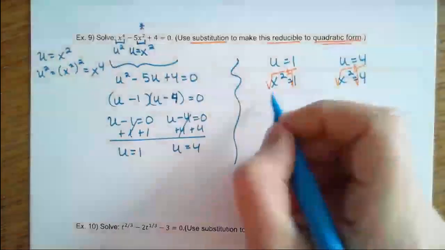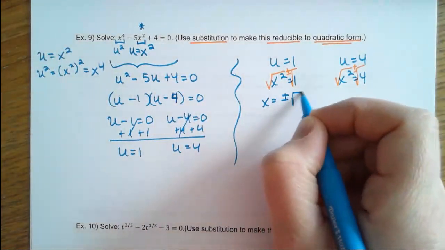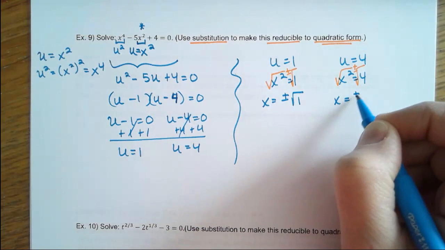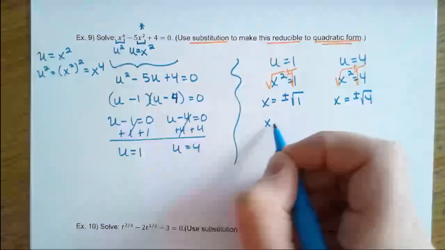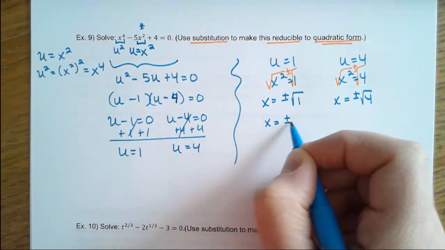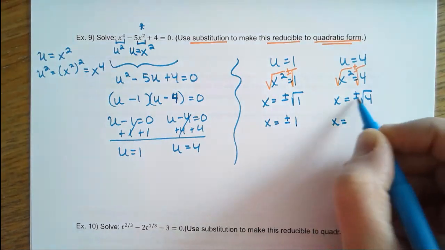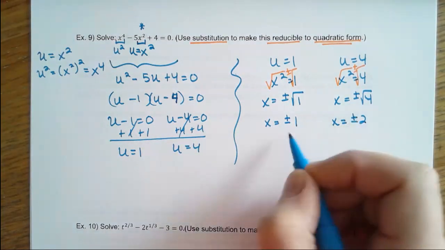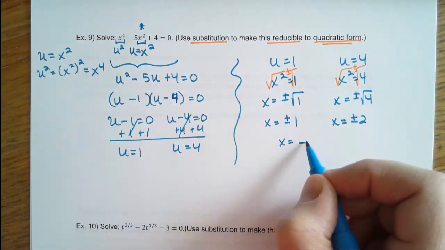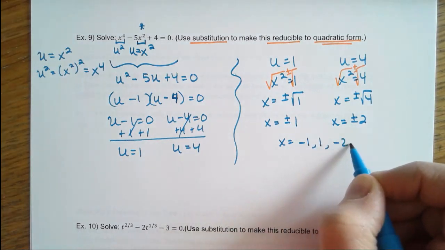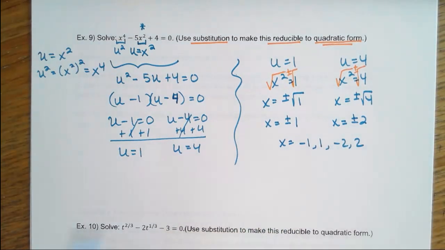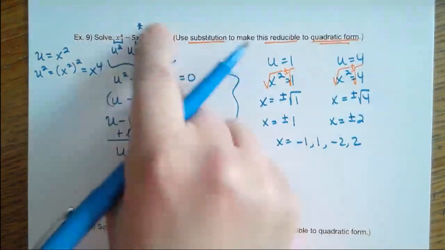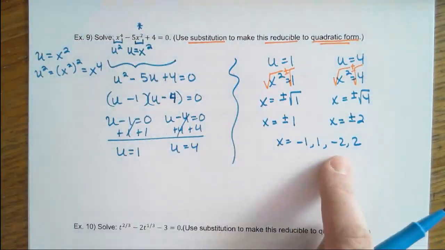And we have that x is equal to plus or minus the square root of 1, and x is equal to plus or minus the square root of 4. Now the square root of 1 is just 1, so I have plus or minus 1, and the square root of 4 is 2. So I actually have 4 answers here. x could be -1 or +1, -2 or +2. So if you graph this original equation, you would actually see 4 x-intercepts.